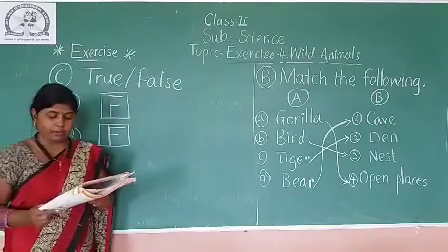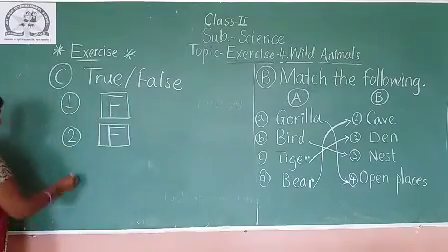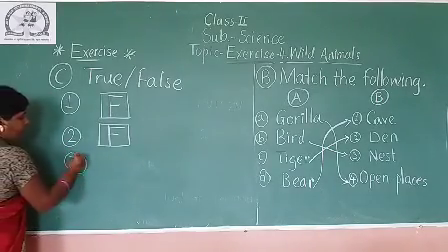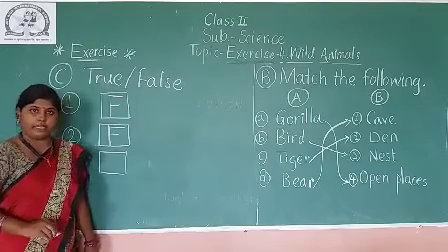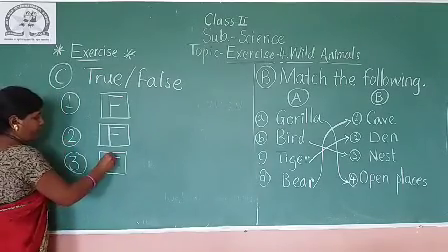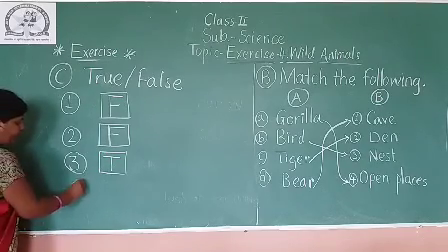Okay, next, number 3. A deer is a plant eating animal. So is it right or is it wrong? Yes, it is correct. So for a correct statement, correct means true, and true means T. We are going to write T.